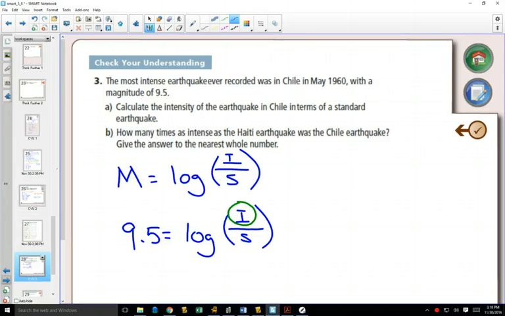And it says in terms of a standard earthquake, which means that for the variable S, we don't have a number, but we're going to solve for I, and our answer is going to have an S in it. Whenever something says in terms of, that means that variable or symbol will be in your answer. So when something says in terms of X, your answer will have X in it. So how do we solve for I? Well, where is I? The variable I is inside the logarithm. So we have to go through our steps. How do we solve for something inside a logarithm?